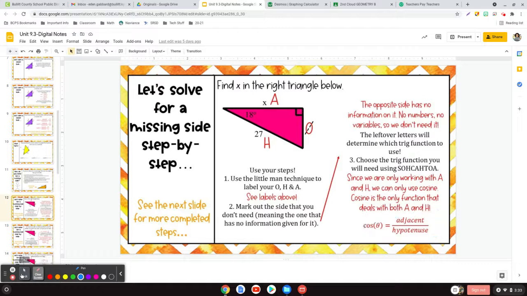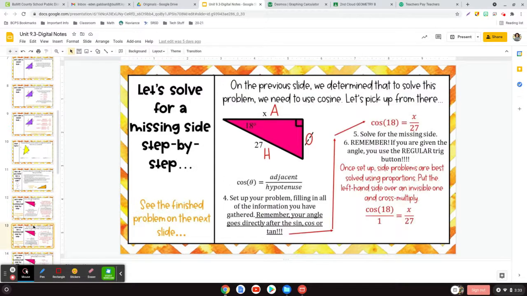So what can we do now? Well, we can start plugging some stuff in. Here we're set up. We have cosine of theta equals adjacent over hypotenuse. So let's set up our problem. Our cosine of theta, what's the angle that we're working with? Well, it's 18. So we can place our 18 in for our angle.